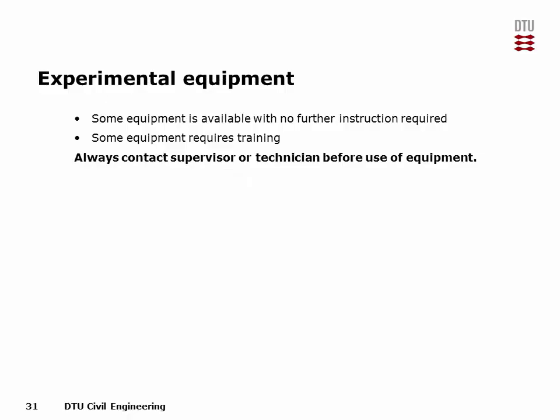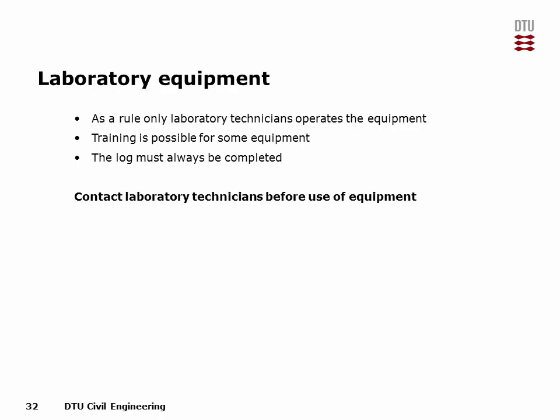Most experimental equipment may be borrowed with no instruction, but some equipment does require training. Therefore, always contact a supervisor or technician before use of experimental equipment. Laboratory equipment is handled by the laboratory technicians. Some equipment may be used by others who have attended suitable training. It is important always to contact the laboratory technician before the use of equipment. The log must always be completed.